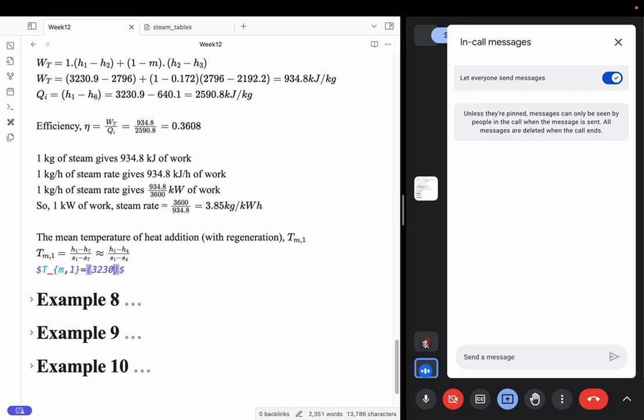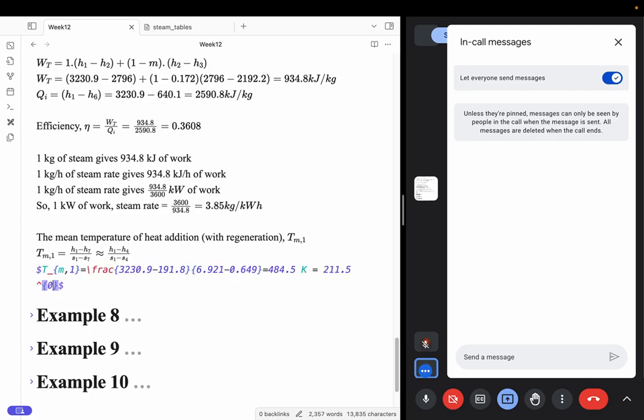H1 is 3230.9 minus H4 is 191.8, divided by 6.921 minus 1. That is coming to around 424.5 Kelvin, which, if you subtract 273, is around 201.5 Celsius. So this is clear. Are there any questions on this?